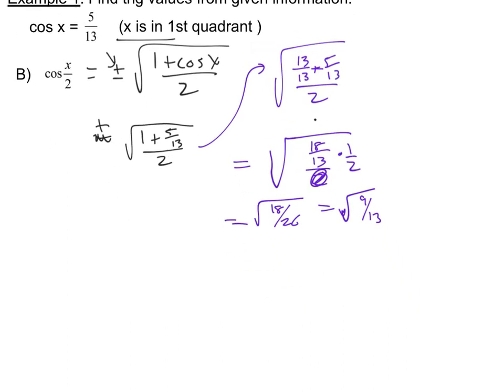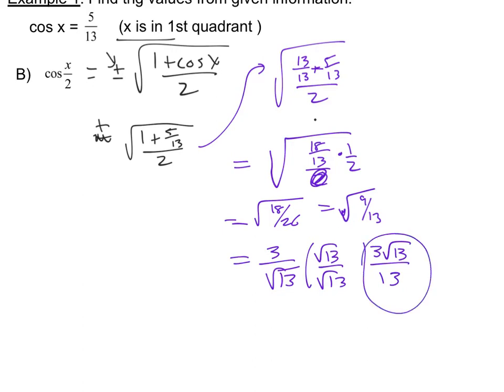So that's going to be the square root of 9, which is 3, over square root of 13. But remember, way back in unit 1, you can't leave it like that, so you've got to multiply by square root of 13 over square root of 13. So 3 square root of 13 over 13. That's going to be your half angle right there.